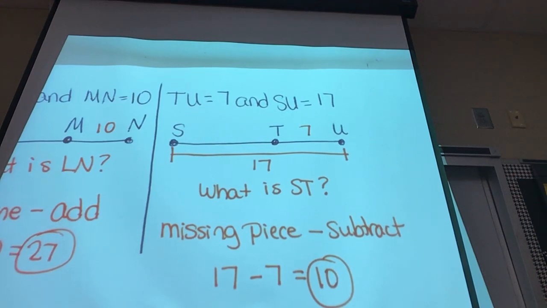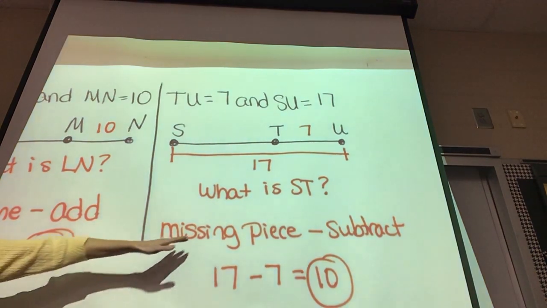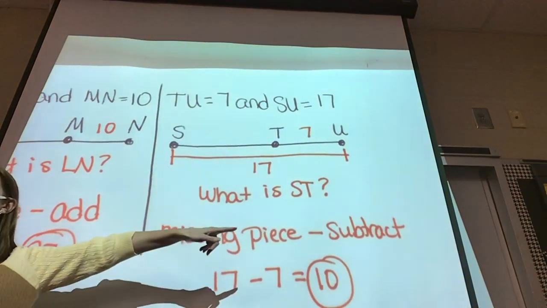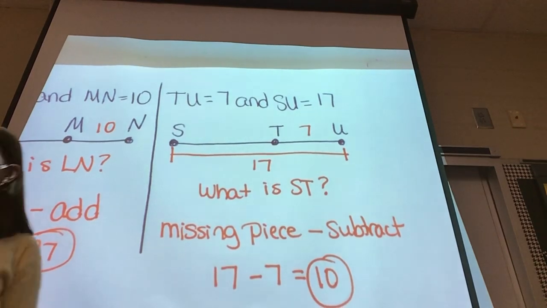So I've got to know if I'm either going to add or if I'm going to subtract, because they're going to go back and forth with it. So you may have 2 or 3 adds in a row, you may have 2 or 3 subtracts in a row, but you've got to know what to do. So if I'm looking for a missing piece, I'm subtracting. If I want the whole entire line, I'm going to be adding.